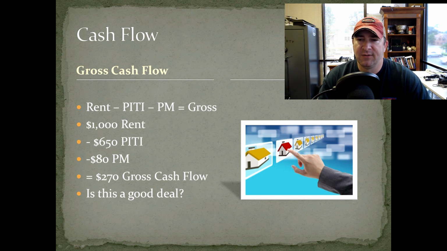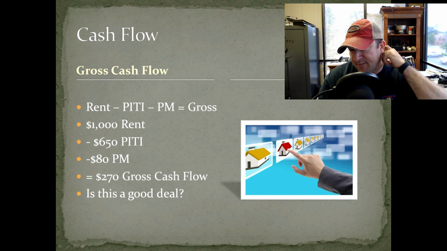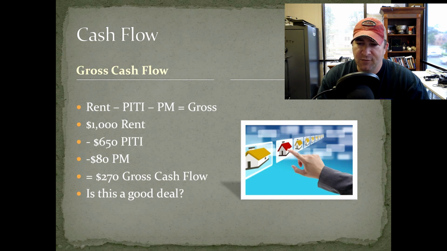When you're looking at cash flow, there's also what's considered gross cash flow. My formula for that is rent minus PITI, which stands for principal, interest, taxes, insurance, otherwise your mortgage payment, and minus PM for property management, equals your gross monthly cash flow. So if you've got $1,000 in rent and you subtract out the $650 of your mortgage payment, also minus $80 in property management fees, 8% in this example, you're left with $270 a month in gross cash flow. Is that good? I don't know. What's your criteria? For some, this may be fantastic. For others, this might be low. But we're going to dig into this a little bit deeper in the next slide.